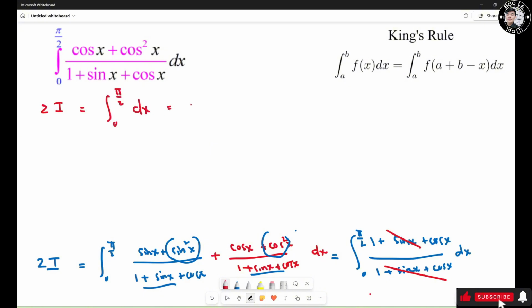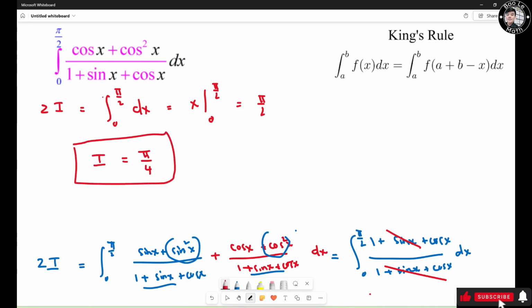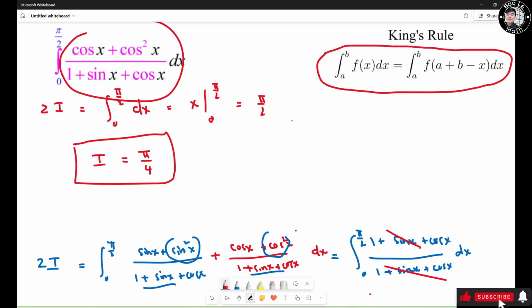So it turns out to be s evaluated from 0 to pi over 2, so it could be pi over 2. Now I need to divide both sides by 2, so I equals pi over 4. And this one is the final answer. So I just used this problem to prove this formula. If you see a similar problem like this, you just apply the formula directly and you get the answer quickly. It's just like 30 seconds.